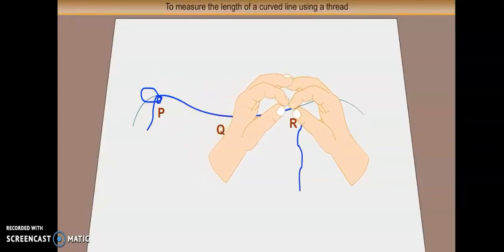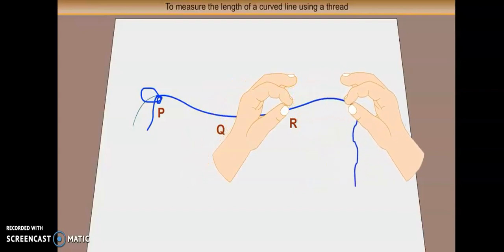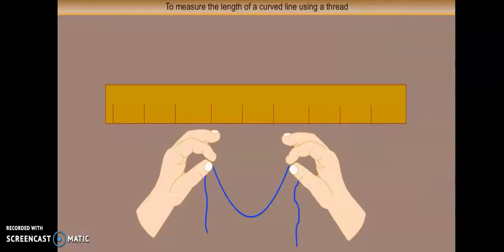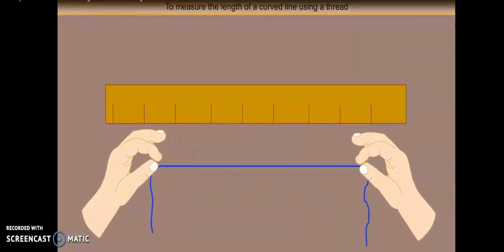Continue this process until you reach the end of the thread. Mark the thread where it touches the end of the line. Stretch the thread and measure it with a meter scale. The length of the thread is equal to the length of the curved line.